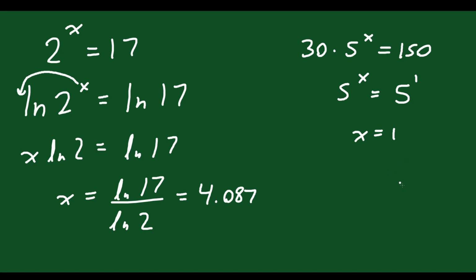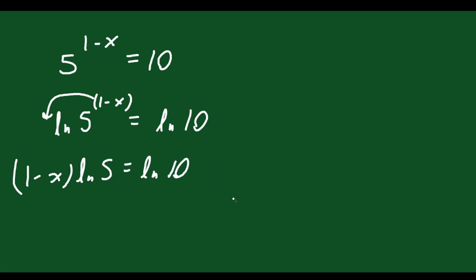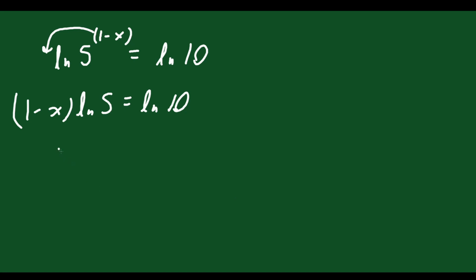Okay, so let's go on to another question. Let's say I have 5 to the 1 minus x is equal to 10. What can I do here? Well, we'll take the natural log of both sides, right? Ln of 5 to the 1 minus x equals ln of 10. And then we'll bring this exponent to the front, right? So 1 minus x times ln of 5 equals ln of 10. And now to solve for x, you can divide both sides by ln 5. So 1 minus x equals natural log of 10 divided by the natural log of 5.